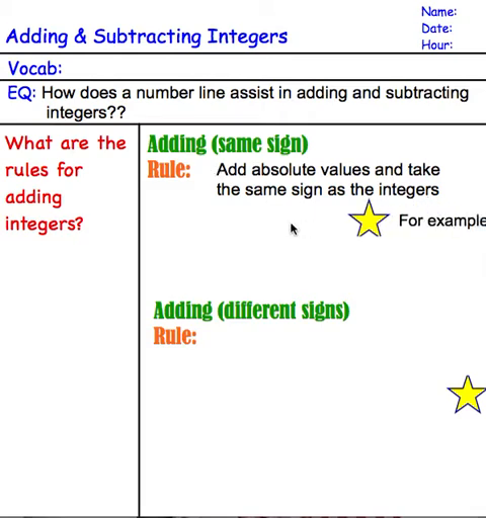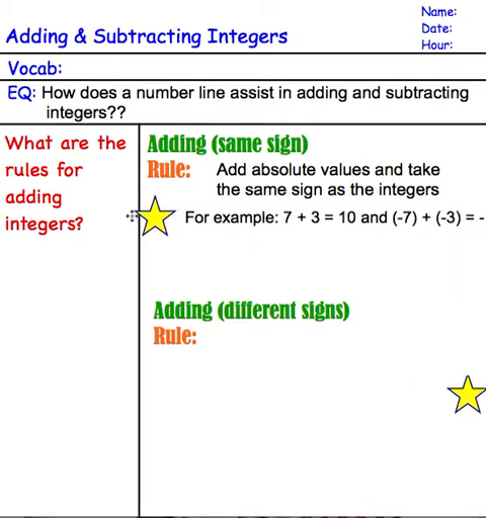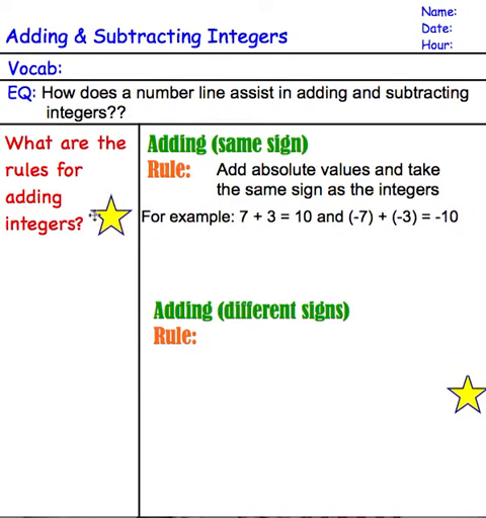So, for example, if we have 7 plus 3, obviously that equals 10. You've been doing that since first grade. And if we have negative 7 plus negative 3, we're going to take their absolute values, which are 7 and 3, and add them together to get 10. But because they're both negative, the answer is negative.